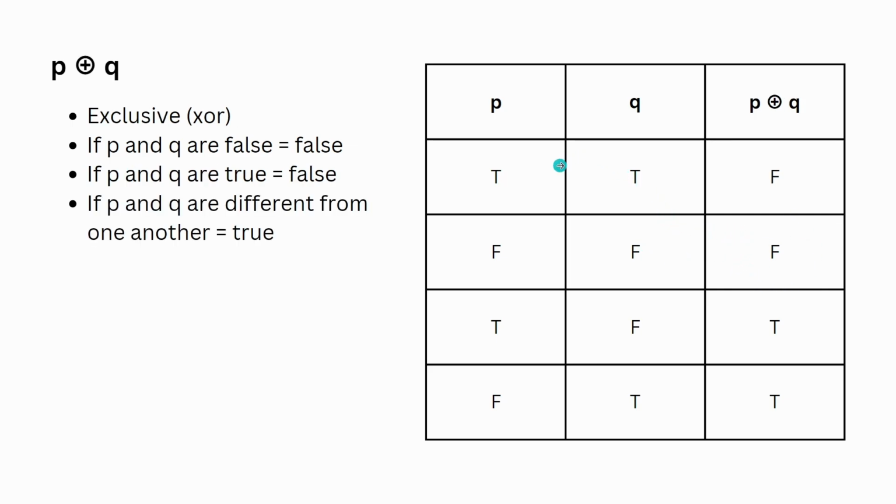Next we have exclusive or. If P and Q are false, it will be false. If P and Q are true, it will also be false. However, if P and Q are different from one another, it will be true. So if P and Q are the same, both true or both false, it will always be false. However, if they are different from one another, so P is true and Q is false, it will be true.